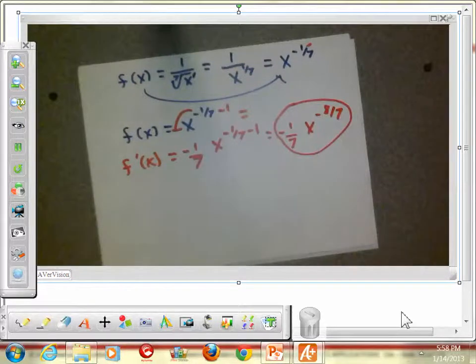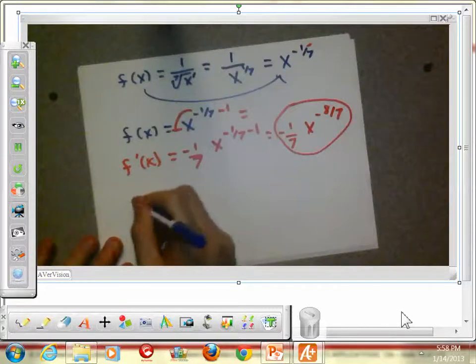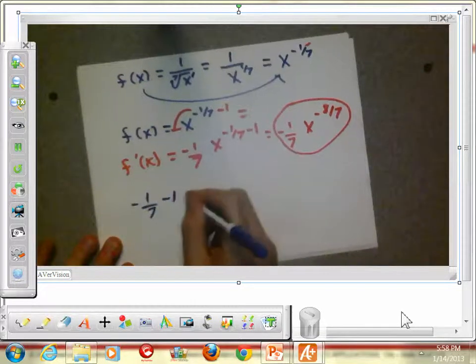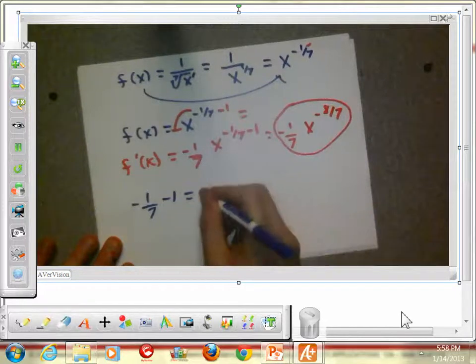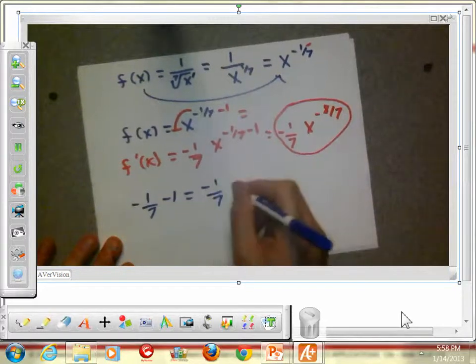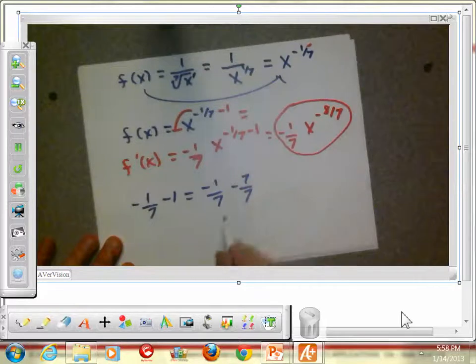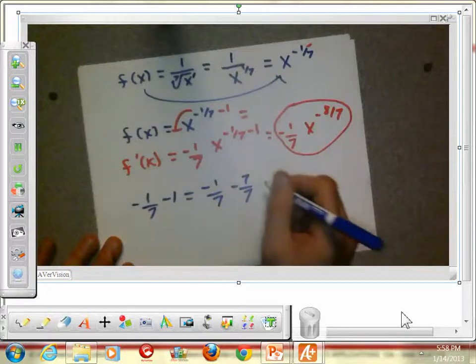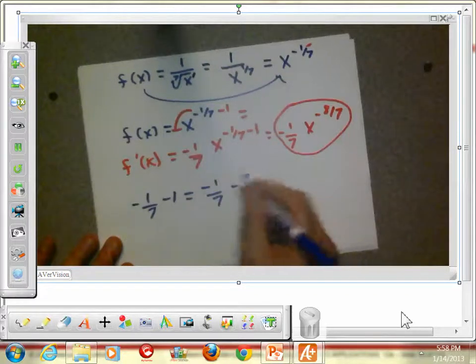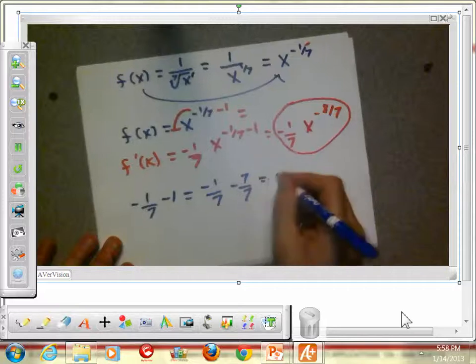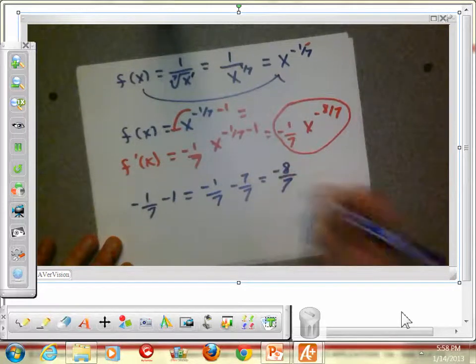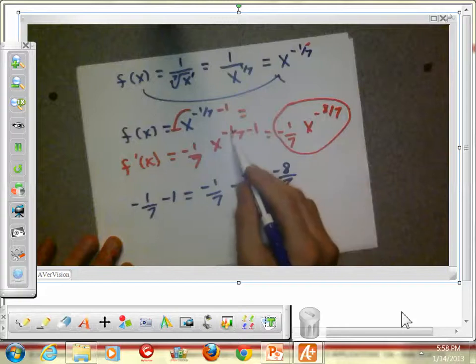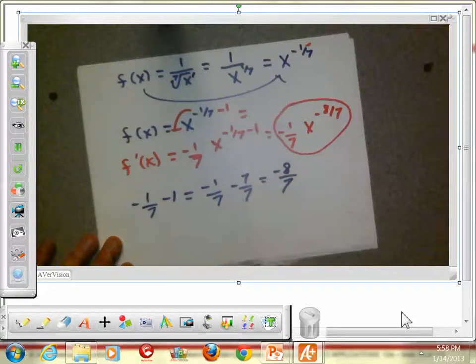And the reason that's true is negative 1 over 7 minus 1. Well, 1 is just 7 over 7, so this is equal to negative 1 over 7 minus 7 divided by 7. Because 7 divided by 7 is 1. And since the bases are the same, you can just subtract the numerators. Negative 1 minus 7 is just, if you're $1 in debt and you go out and spend another $7, that gives you minus 8, so it's negative 8 over 7, which is what we have here. Negative 1 over 7 minus 1 is negative 8 over 7.